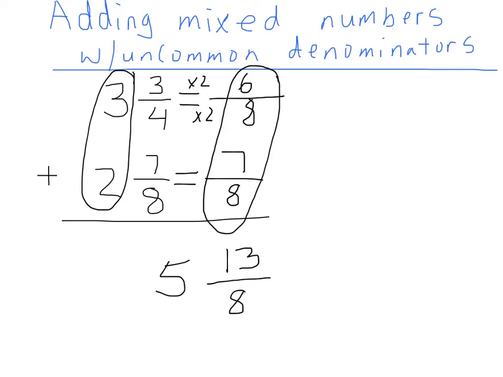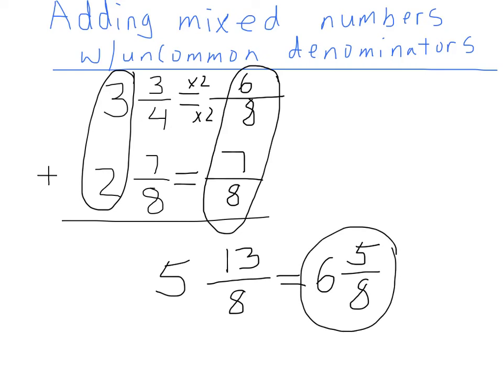Yep, wait a second. I have an improper fraction there, so I know that 8 goes into 13 one time, so that extra 1 becomes a 6, and I know that 13 minus 8 equals 5, and I keep my denominator, so my new answer, my complete answer, my 5th grade answer is 6 and 5/8 when adding mixed numbers with uncommon denominators. Let's try one more.